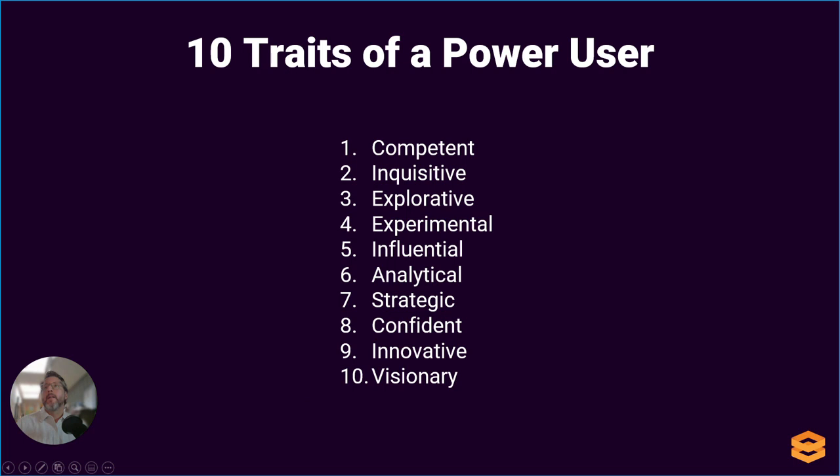So again, just recapping, the Avvir power user, you're going to be competent. You're going to be competent in the basics. You're going to be inquisitive. You're going to be asking why. You're going to be explorative, asking why not. You're going to be experimental. You're going to be willing to break things. You're going to know that you're not going to break them. You're going to be influential. You're going to be a good communicator. You're going to be analytical, honest internally and externally, looking at your workflows. Strategically, you're going to look at the big picture and all of the details, full spectrum.